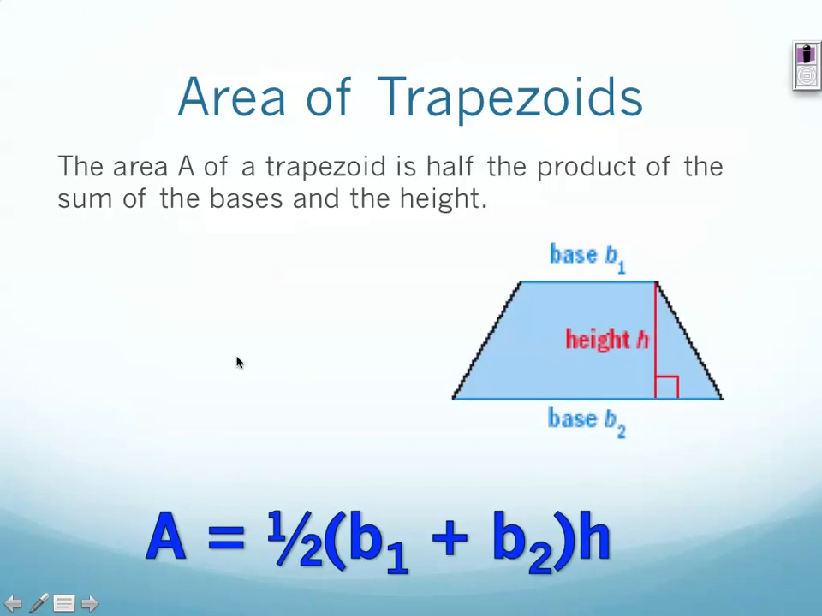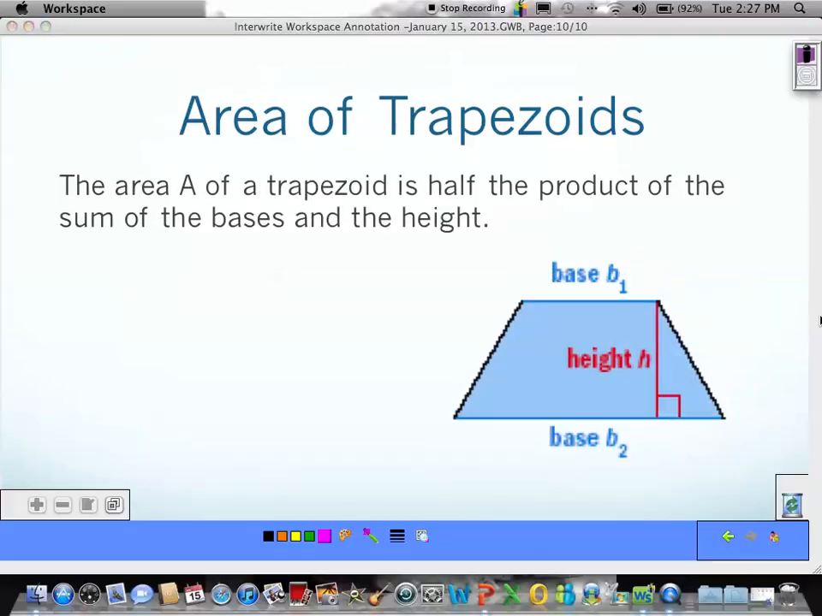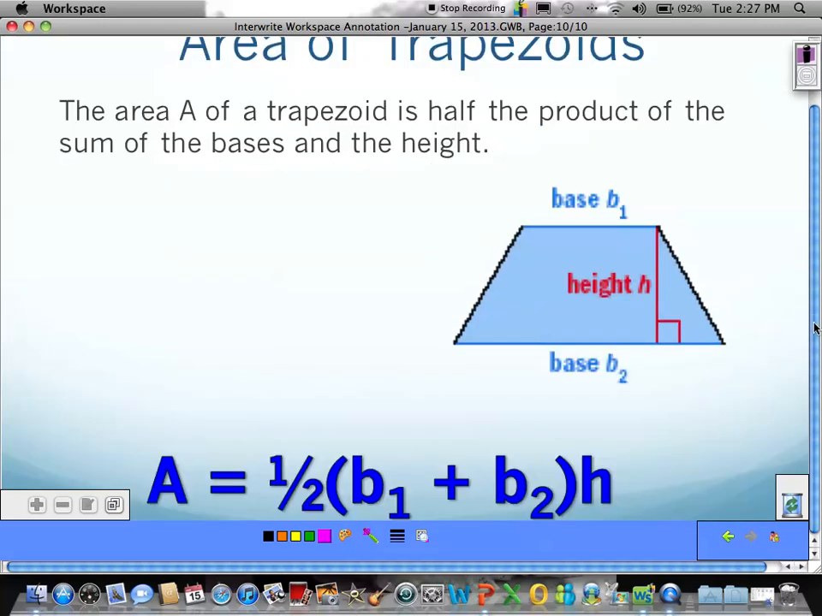All right, the next shape we're going to talk about is trapezoids. In order to find the area of a trapezoid, we have to take half the product of the sum of the bases and height. All that is saying to us is that half of the product, so 1/2 times the sum of base 1 and base 2 times the height. So you need to highlight this formula.